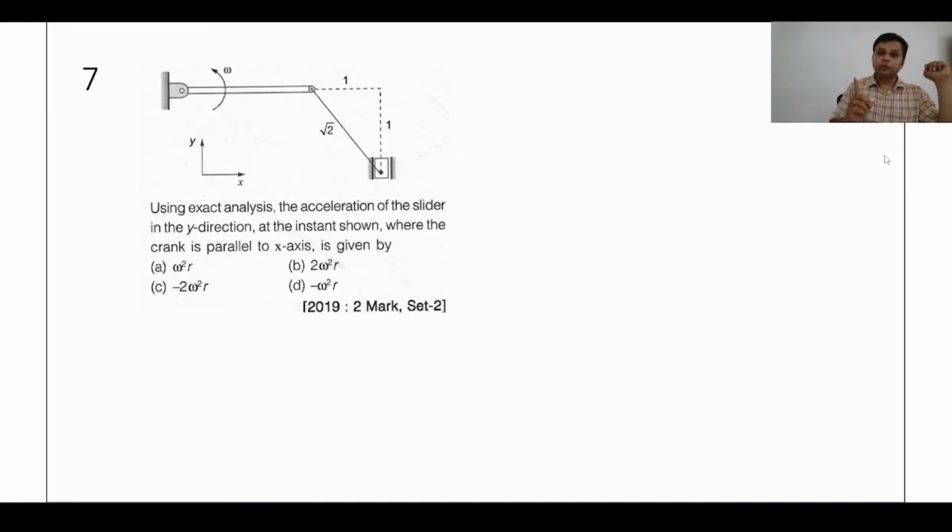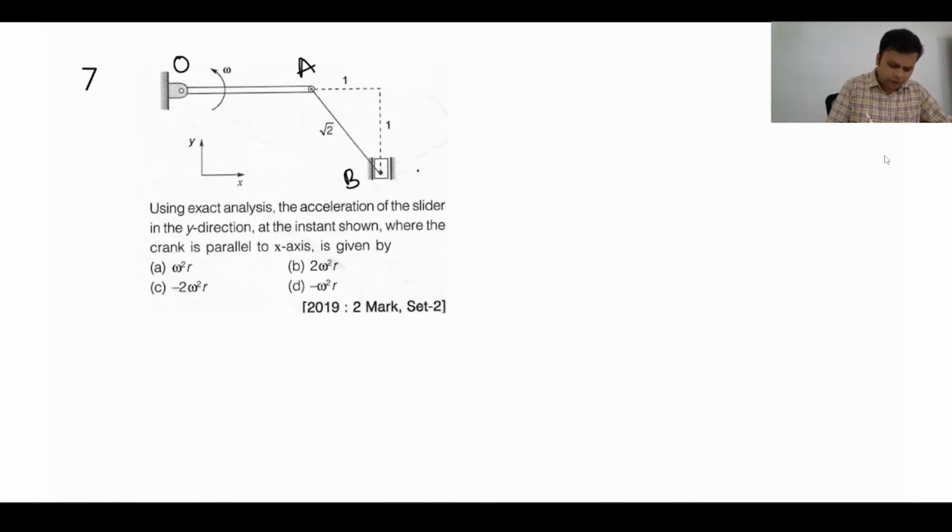So you have to draw velocity diagrams, exact velocity diagrams. Let us first try to draw the velocity diagram, because to draw the acceleration diagram, you have to first draw the velocity diagram. So let me say this point is O, this is point A, and this point is B. And the fixed link is, let me say, F.